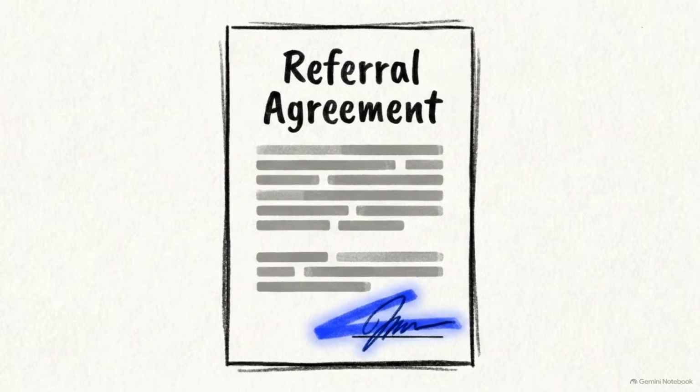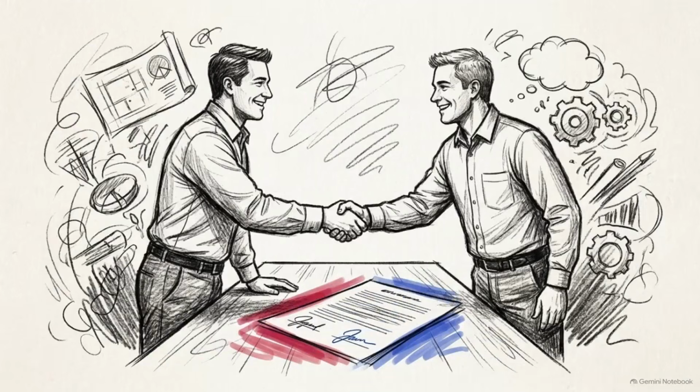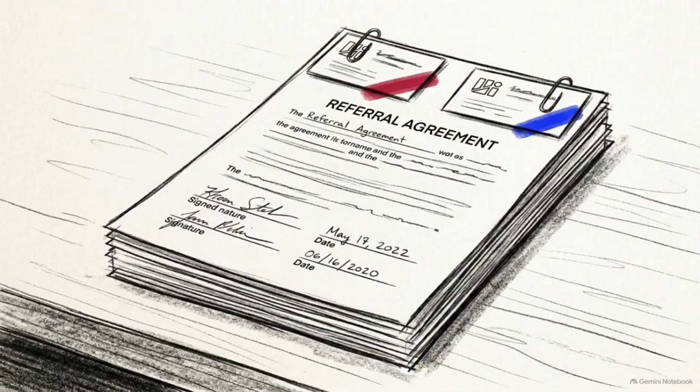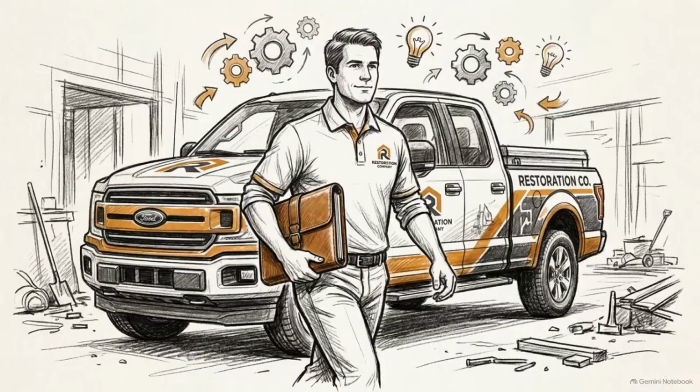Whichever model you choose, document the terms in a simple 1-page written agreement. This provides a clear reference point and prevents disputes over how and when payments are triggered. Using a formal document establishes a professional framework for the relationship, treating the referral process as a standard business-to-business alliance. With your tracking and incentives in place, you are ready to recruit.